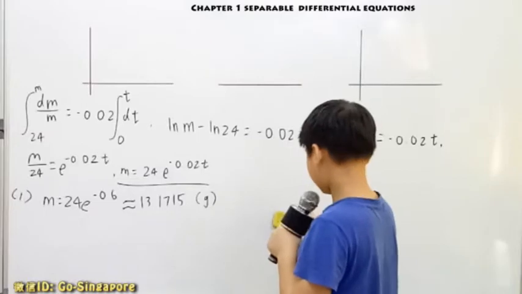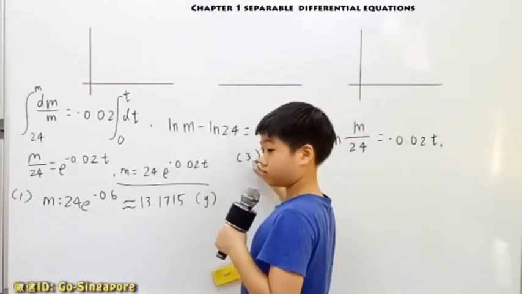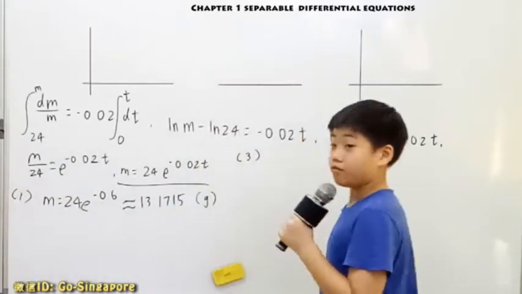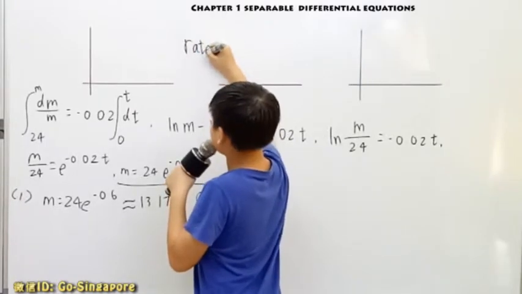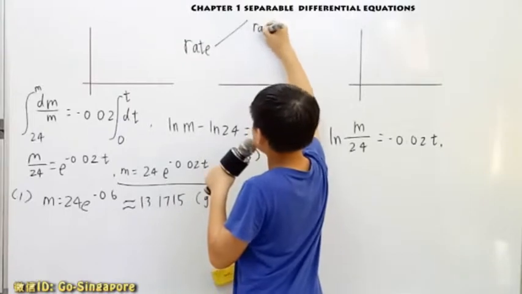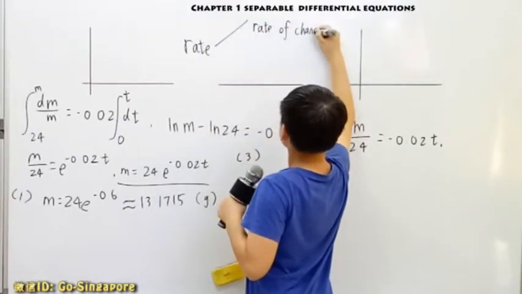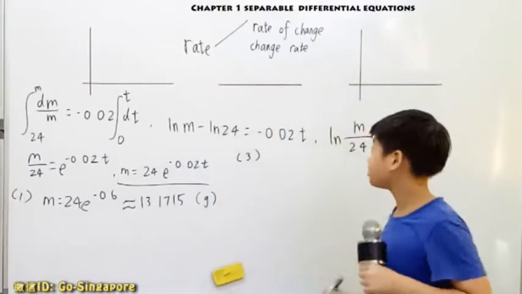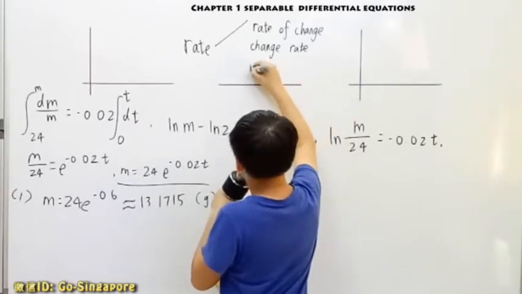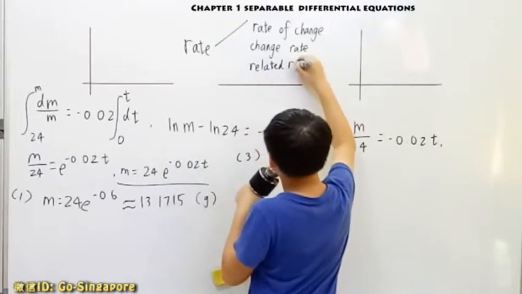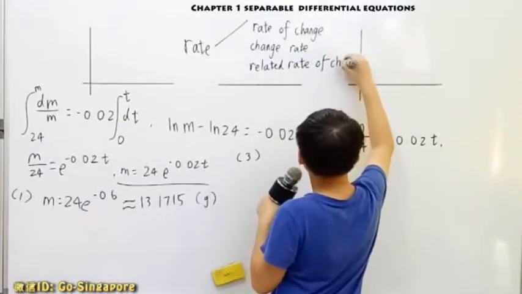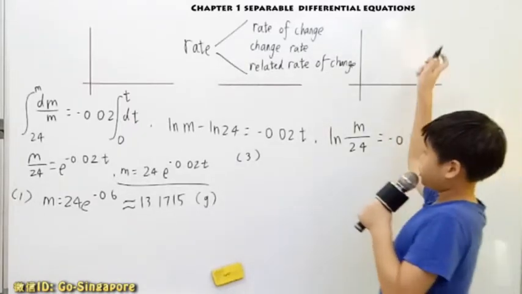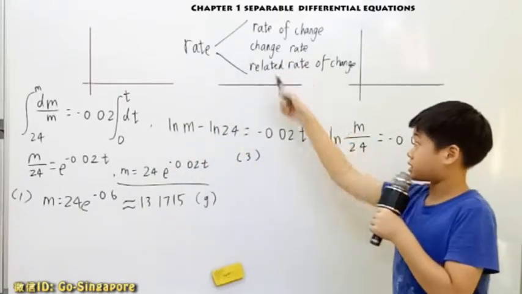Okay, so next we have our third part, which is the rate at which the mass is decreasing when 50 days have passed. For this rate, we can have different ways of saying it. The rate of change. The change rate. And another way of saying this is the related rate of change. Most possibly, when we're talking about rate, it is this. Remember, these two are the same.